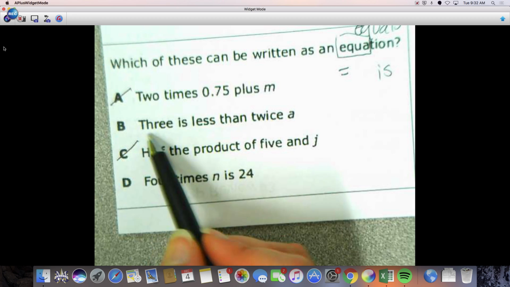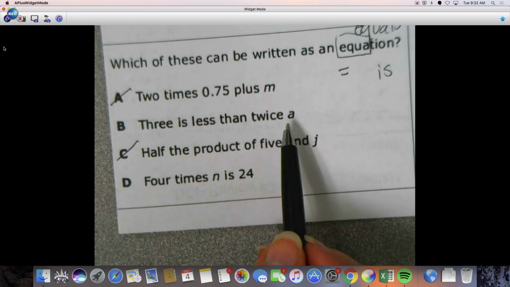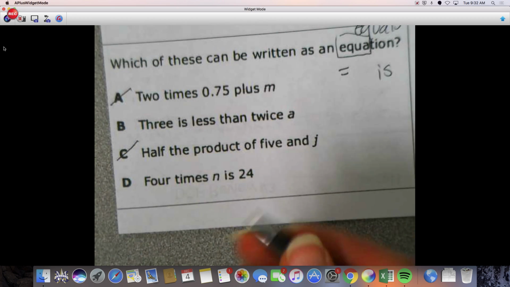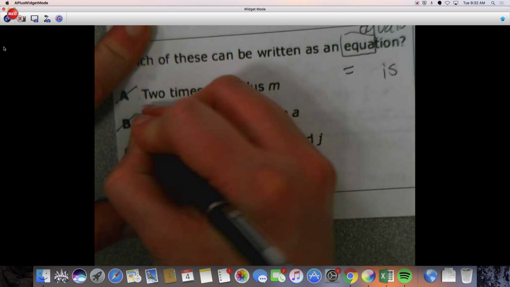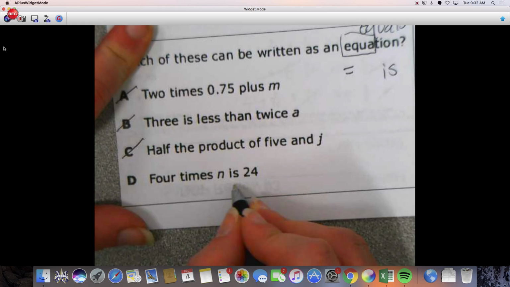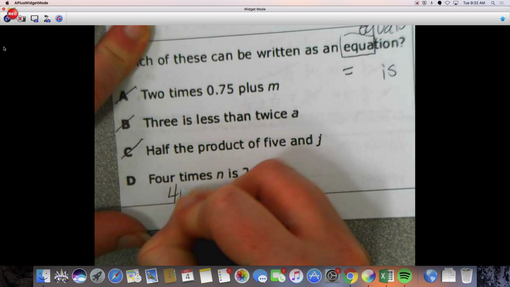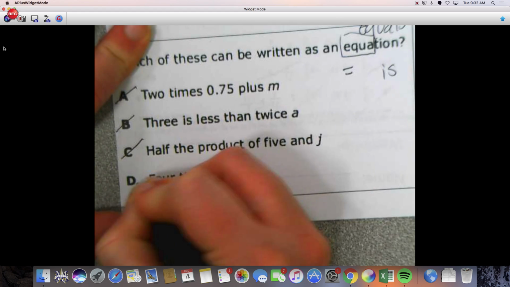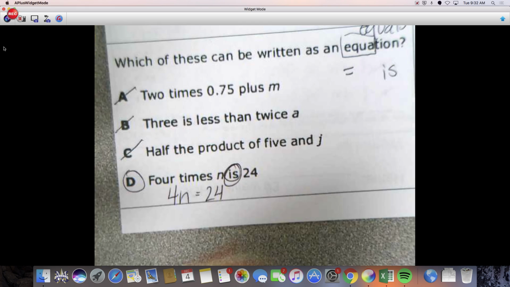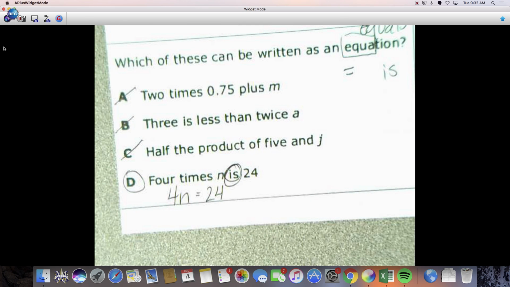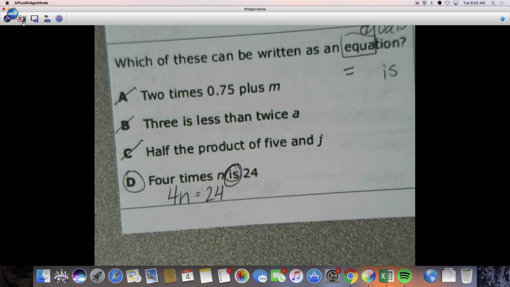B says 3 is less than twice A. They don't tell me the answer. D says 4 times N is 24. Yes, because that would be 4N equals 24. So you had to look for that word is. Okay? All right. We're done with this sheet, the problems we're going to do on this sheet, so you can set that aside for a minute.